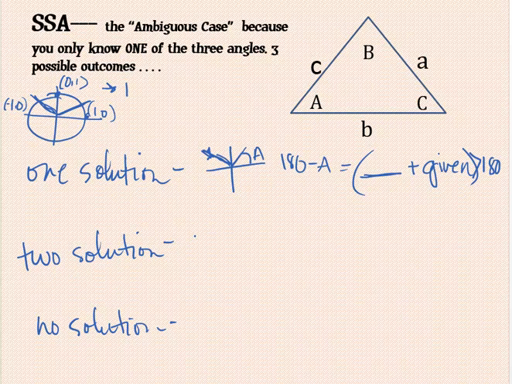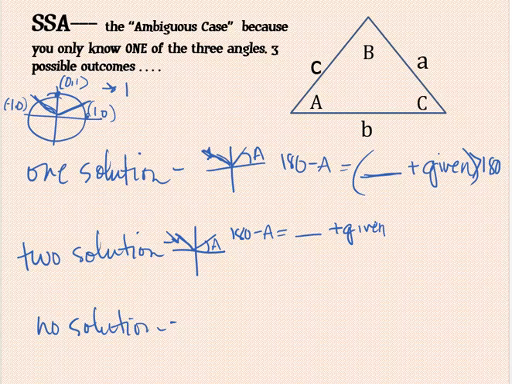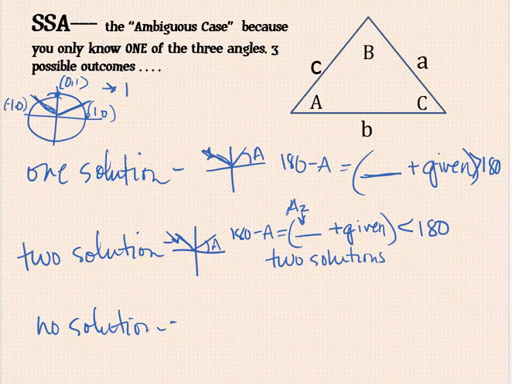Now, second possibility is I found angle A, I found its angle over here, same process, 180 minus A, and I get some value. Okay, and I add the given angle. If that sum right there is less than 180, then there are two solutions. And this value right here that you found when you subtracted from 180, that is your A2. Don't worry, I'll explain more of this as we do an actual problem too.